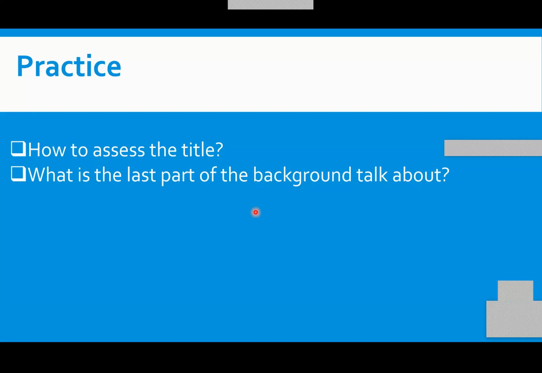Background, we compare for what's known and what's unknown. The question is, what is the last part of the background talk about? I think it is about what you achieve in your study. You mention what is known, and then you have the gap. The last part will talk about how you will achieve that. What is the gap between the known and the unknown?